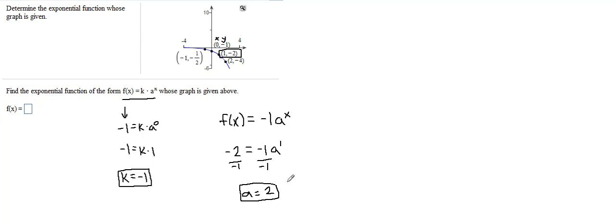So now that I know what a and k are, we can just say our final function, f of x equals -1 times 2 to the x power, which simplified is -2 to the x power.